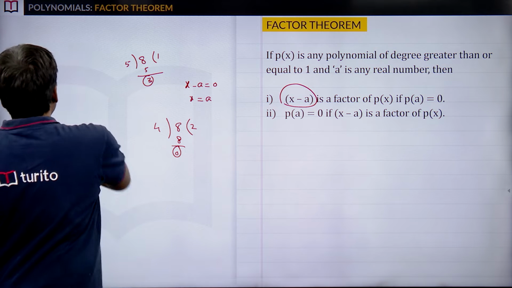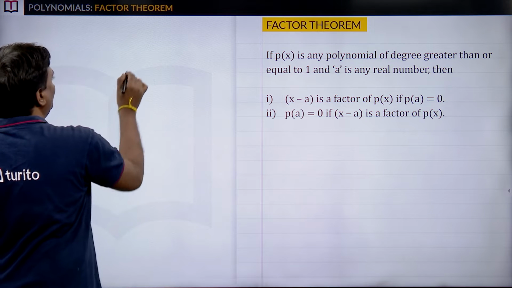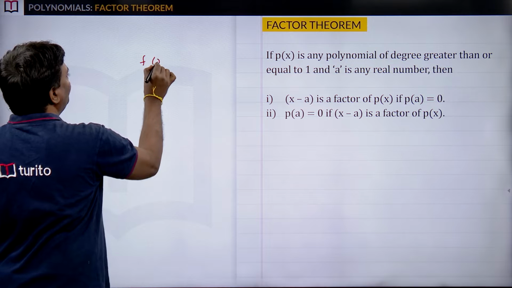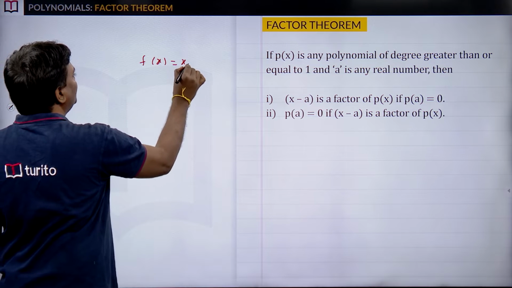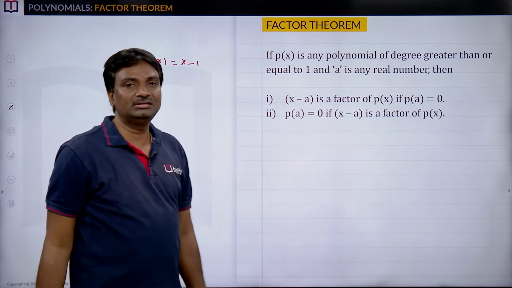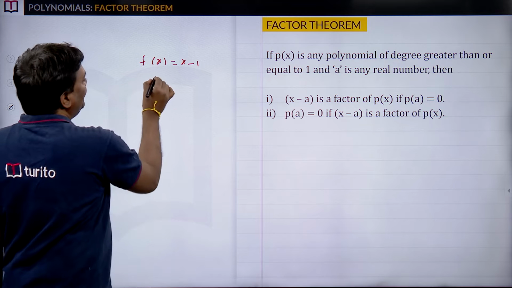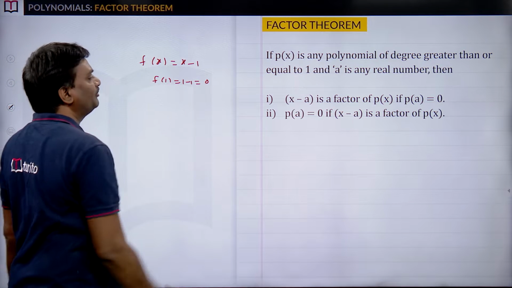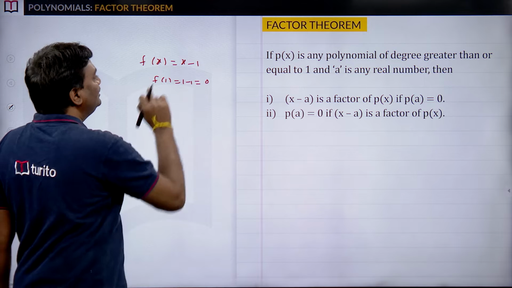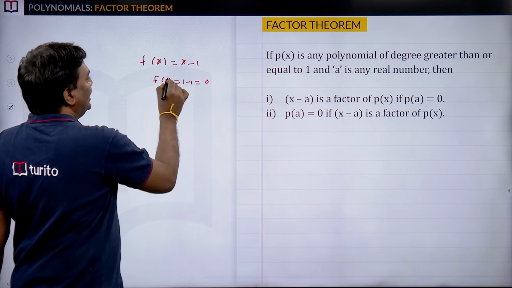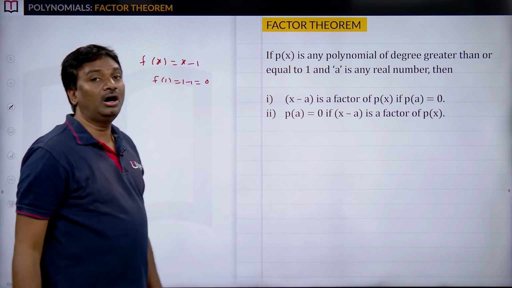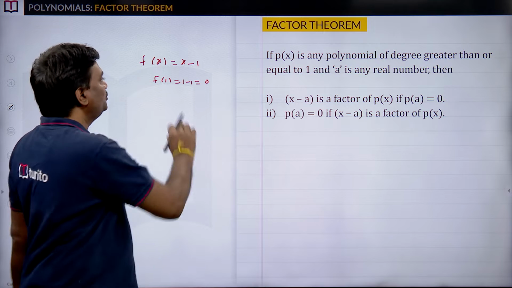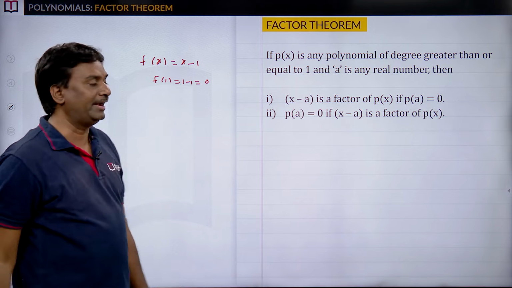So, let us take a small example. Suppose f of x, or p of x, equals x minus 1. Clearly, in place of x, if we write 1, f of 1 equals 1 minus 1 equals 0. So, in this case we can say 1 is the root or solution of the polynomial x minus 1.